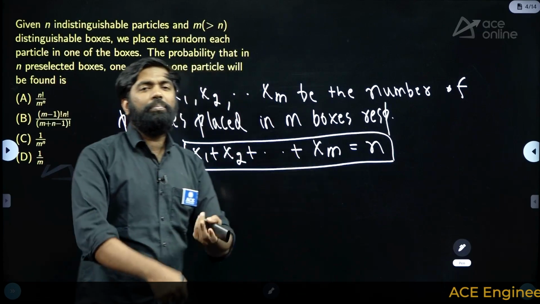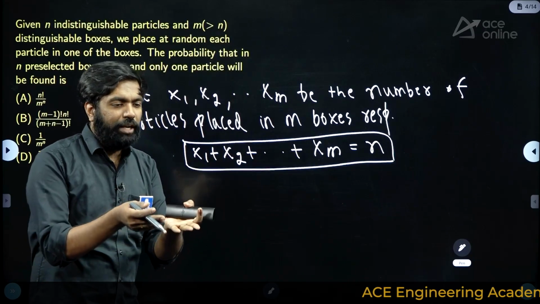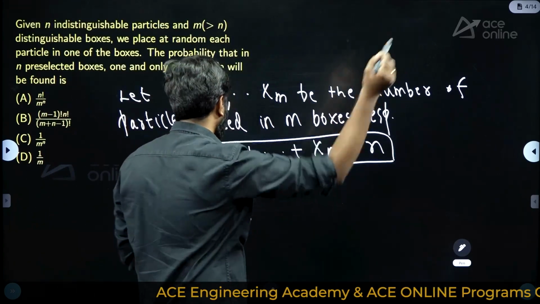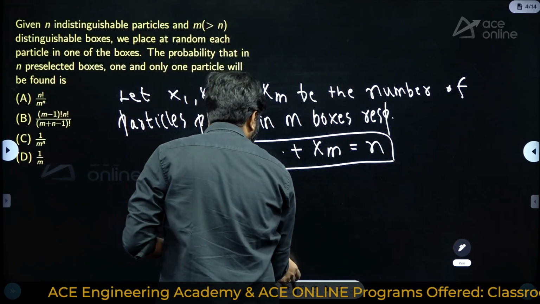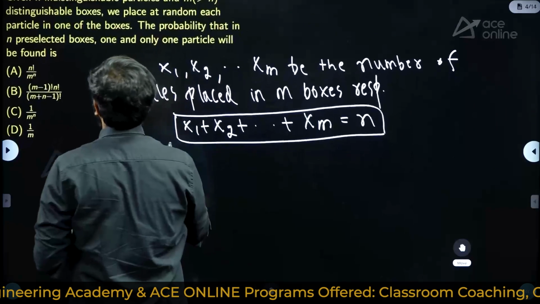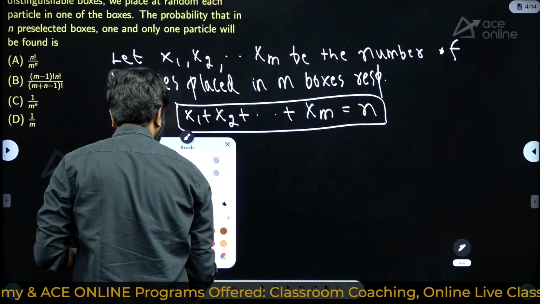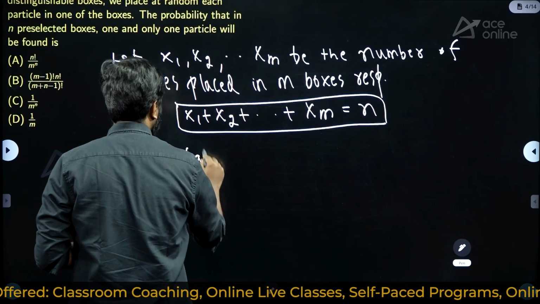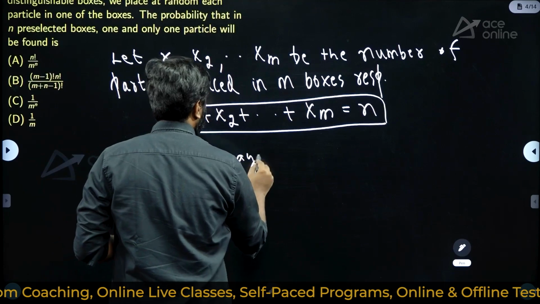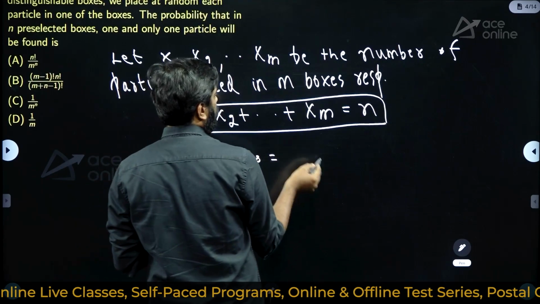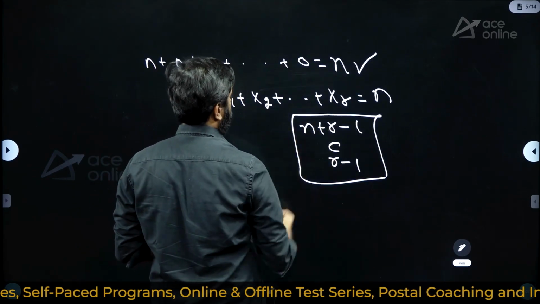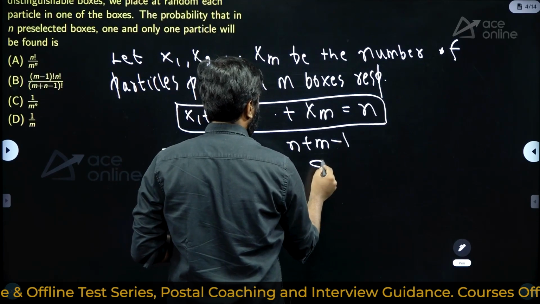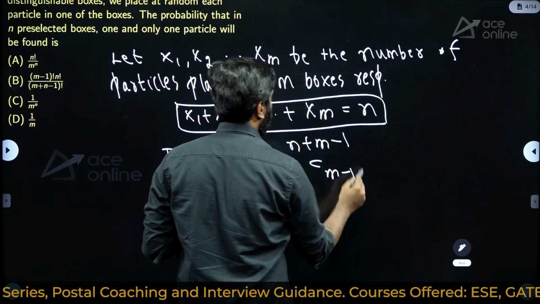So how many total possibilities are there where I can distribute those n identical particles into those m different boxes? This is not the final answer by the way, it is just an intermediate answer. I'm just writing the total ways. If you want the total ways, then you have to look at this solution. So it is (n plus m minus 1) C (m minus 1).